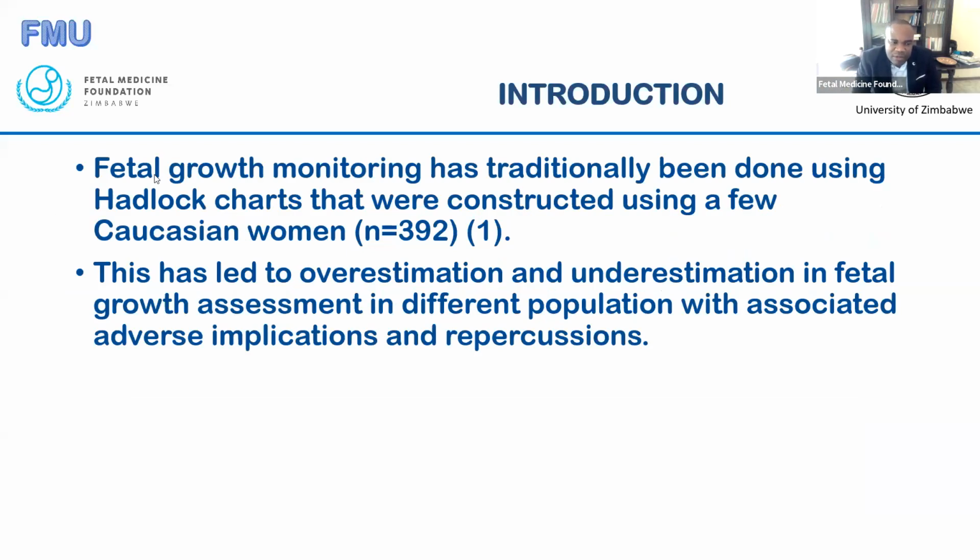As a form of introduction, we all know that the chart which we are using as a reference is the Hadlock chart. It usually comes as a pre-installed chart in our ultrasound scan machines. But we all know the limitations of these charts. Number one, this chart was done on Caucasian women. They did it in about 392. So you can already think about the problems which you might have by using such a chart to say, do the fetuses of these Caucasian women grow in a similar way to our own population?